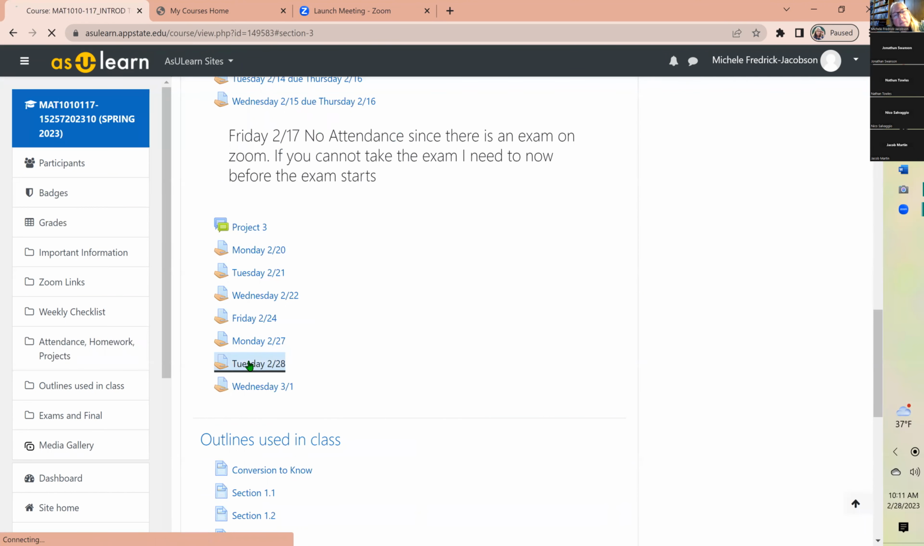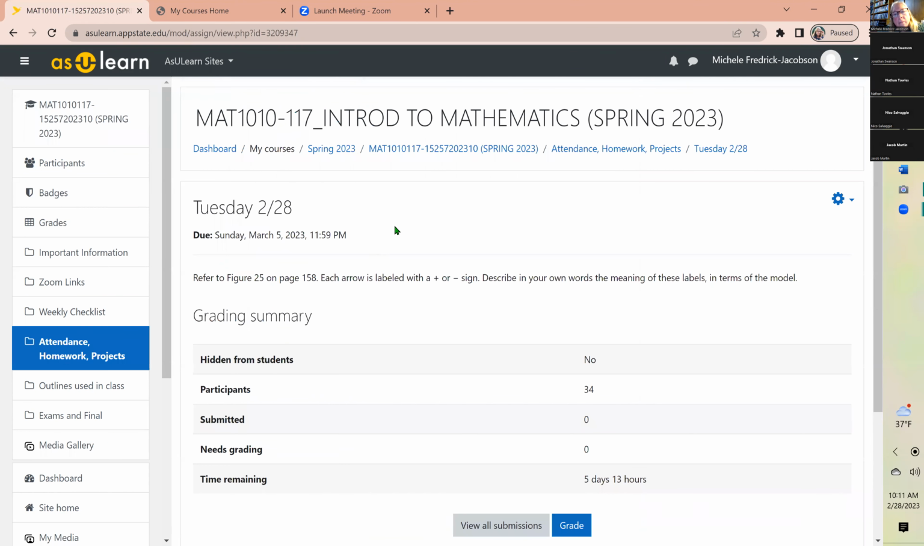Tuesday. Refer to figure 25 on page 158. Each arrow is labeled with a plus or a minus sign. Describe in your own words the meaning of these labels.